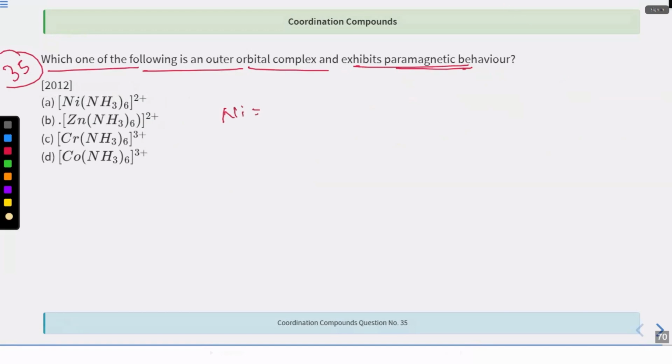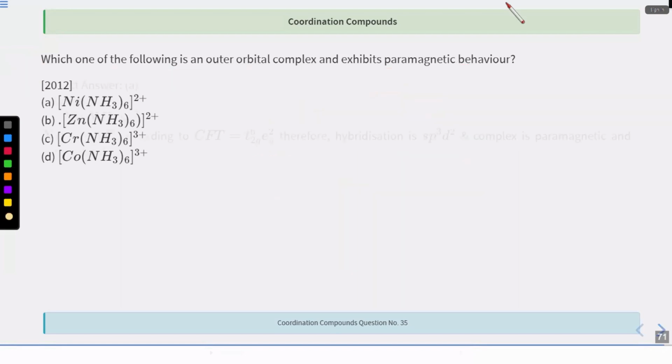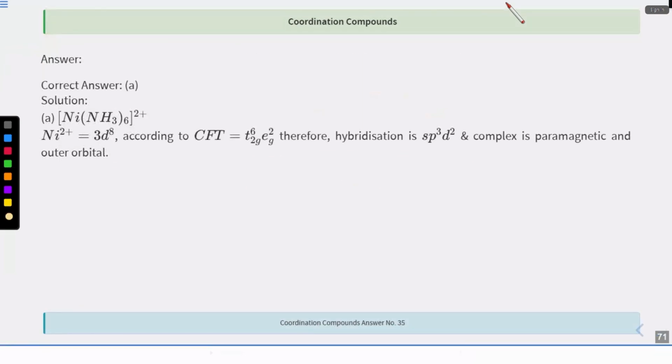So nickel is 3d8 4s2. It is in the 2+ state here, so this would be 3d8, that is 1, 2, 3, 4, 5, 6, 7, 8. Okay, so ammonia is again a strong ligand. As shown here, for 3d8 according to CFT, it would be t2g6 eg2. So hybridization is sp3d2 and the complex is paramagnetic and outer orbital.